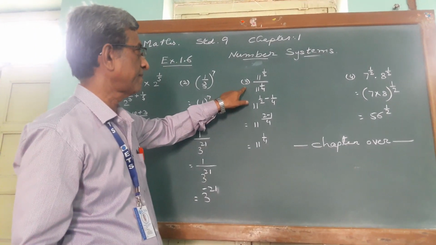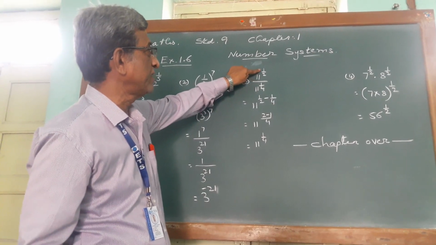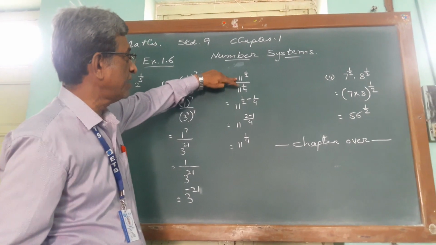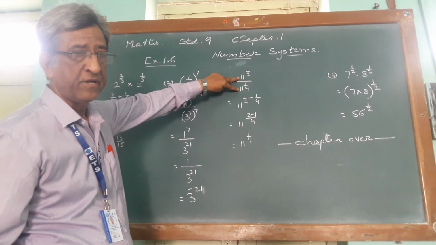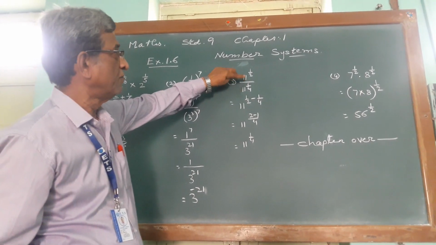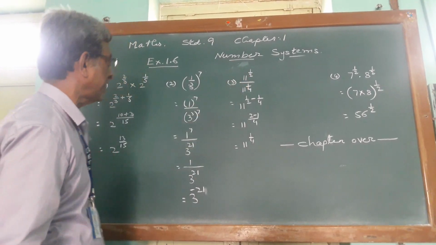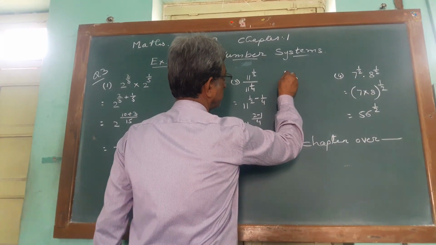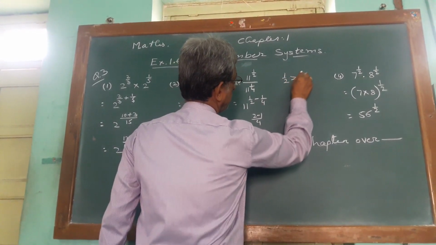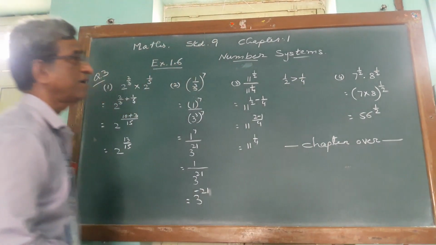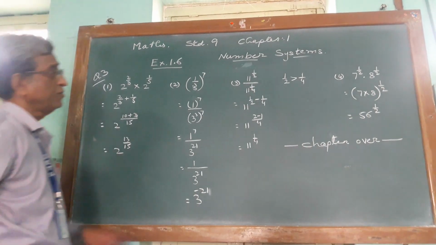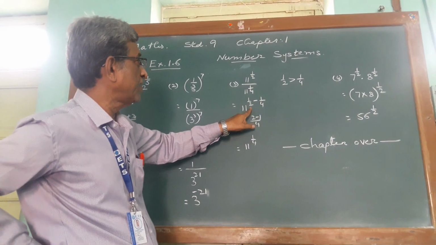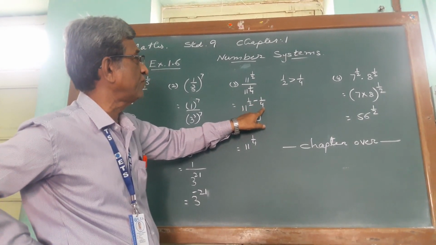Third question. 11 raised to 1 upon 2 divided by 11 raised to 1 upon 4. Here the base is the same. 1 upon 2 is greater than 1 upon 4. So you will subtract 1 upon 4 from 1 upon 2. So 1 upon 2 minus 1 upon 4.